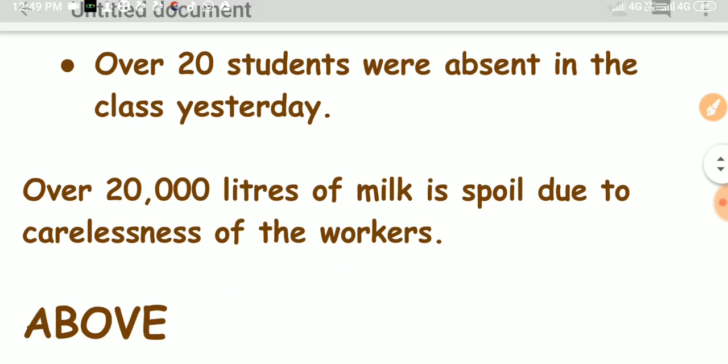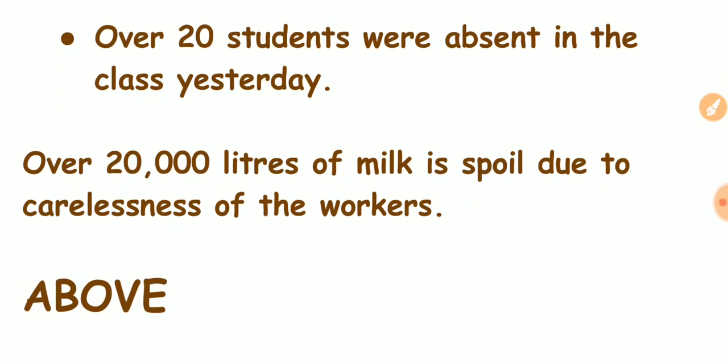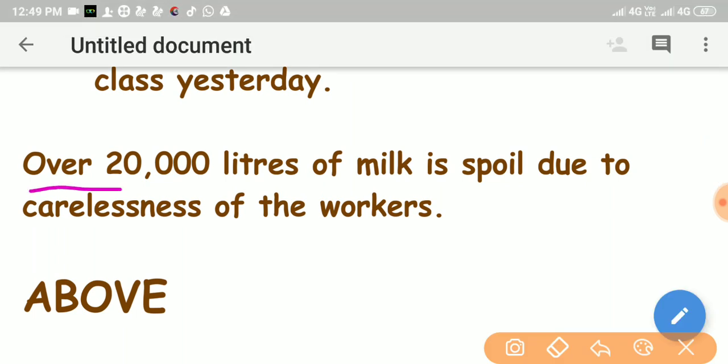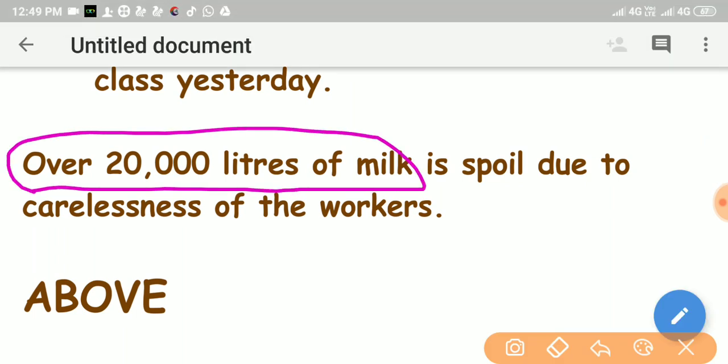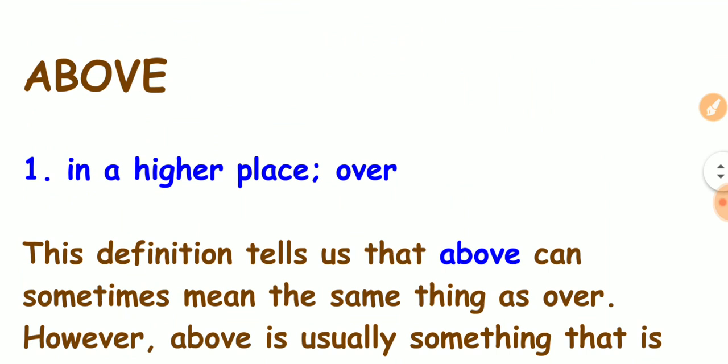So like that, over 20,000 liters of milk means more than 20,000 liters of milk is spoiled due to carelessness of the workers, my dear friends. So my dear friends, these are the three main and important usages of over which are confusing with the usage of above. So now let us go and discuss more about above.